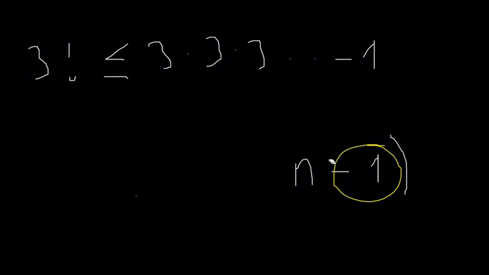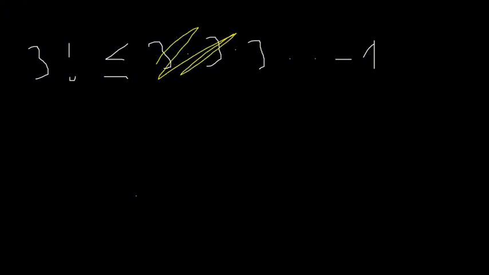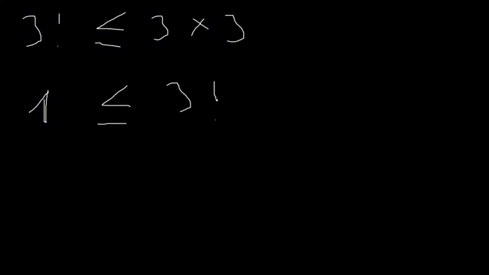Figure it out. This probably will be greater than 3 factorial. Hence, 3 factorial is equal to 3 times 2, and 3 factorial will be less than or equal to 3 times 3. 3 factorial is 6, and 3 times 3 is equal to 9. Hence 6 is less than 9. That's amazing. What if we wrote 1? This 1 that we removed earlier is less than 3 factorial, and this is less than or equal to 3 times 3.